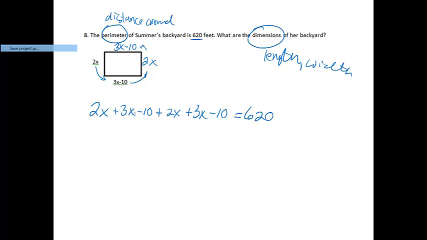We now have an equation. So now what I'm going to do is add up all the x's on the left side. So 2x plus 3x plus 2x plus 3x.